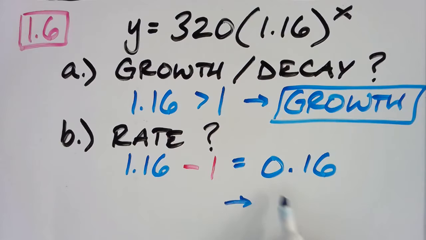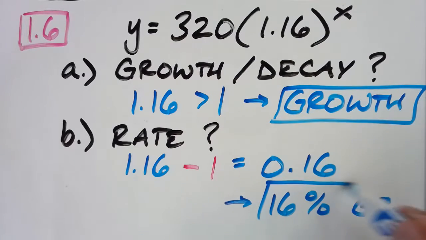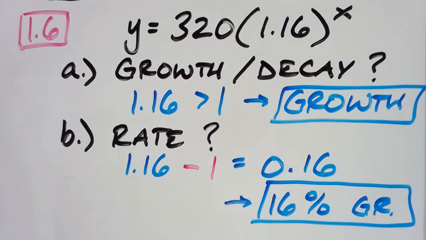So anytime I convert a decimal into a percent, I'm taking that decimal and moving it to the right twice. So 0.16 becomes 16%. To be a little bit more specific, this is 16% growth. That is how fast this function is changing over time. It's growing by 16% every time I'm measuring it.